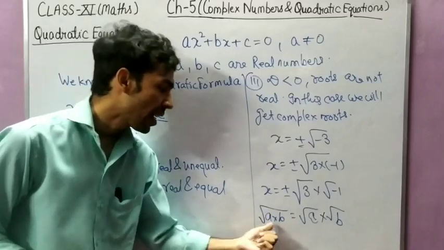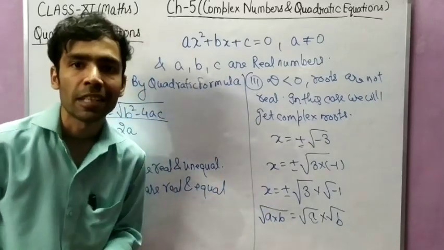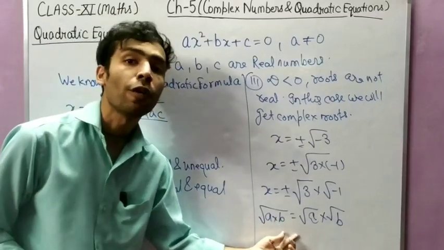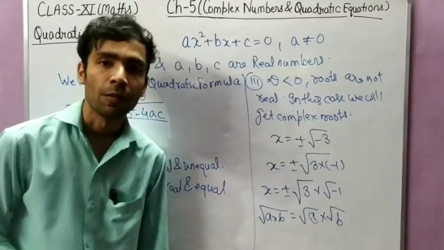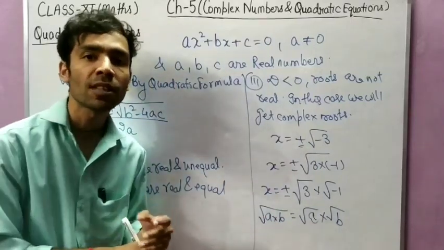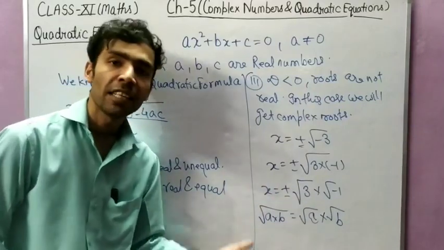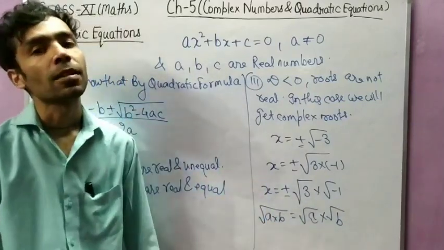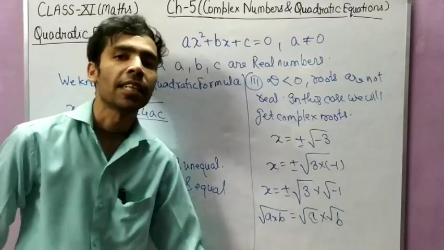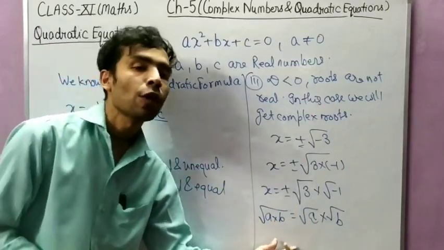Second case, when out of a and b, one will be negative. This formula does not hold when both are negative. I told you this formula is valid for three conditions. First condition, when a and b both are positive. Second condition, when a is negative and b is positive, and the third condition, a is positive and b is negative. Whenever a and b both are negative, this formula does not hold.